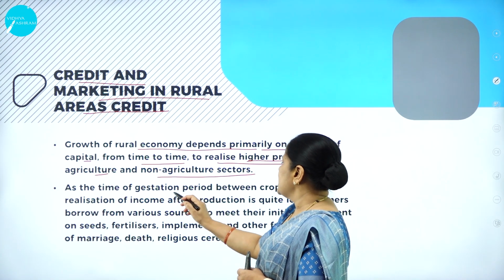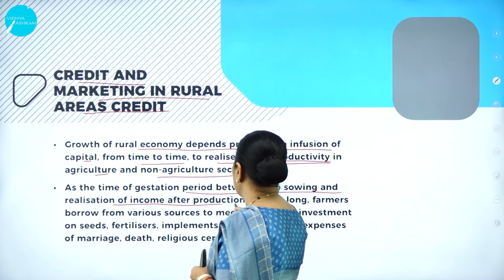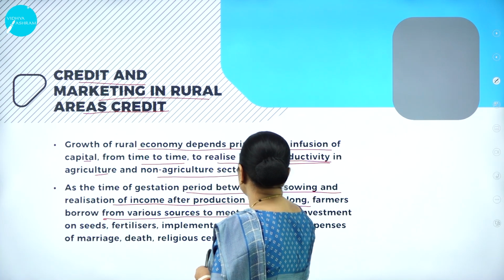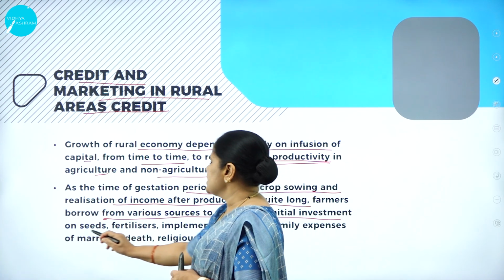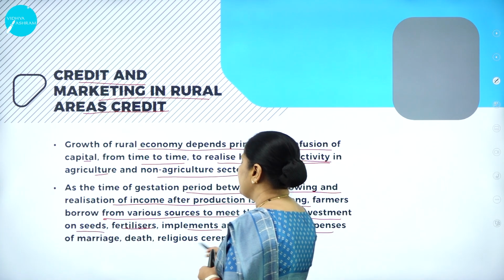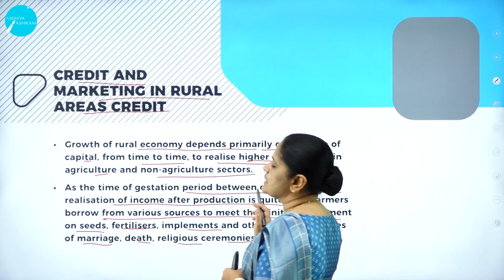As the gestation period between crop sowing and realization of income after production is quite long, farmers borrow from various sources to meet the initial investment on seeds, fertilizers, implements, and other family expenses of marriage, death, religious ceremonies, etc.